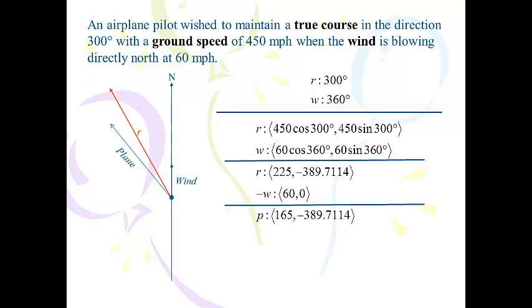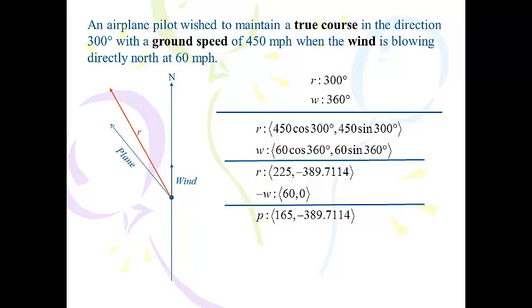So the resultant is at 300 degrees from due north. The wind is at 360 degrees from due north. You could say 0 degrees. I'm going to use 360 this time. So for the resultant, we're going to do 450 times the cosine of 300 degrees, 450 times the sine of 300 degrees. For the wind, it'll be 60 times cosine 360, 60 times sine 360. Get out your calculators. Now the resultant, therefore, has a horizontal component of 225 and a vertical component of negative 389.7. The wind has a horizontal component of 60 and a vertical component of 0.